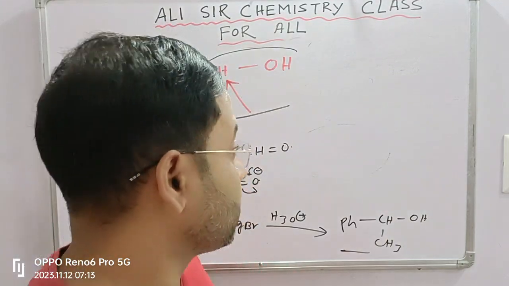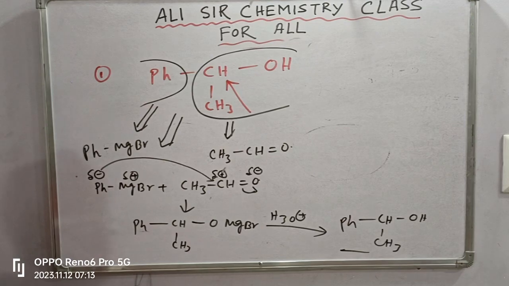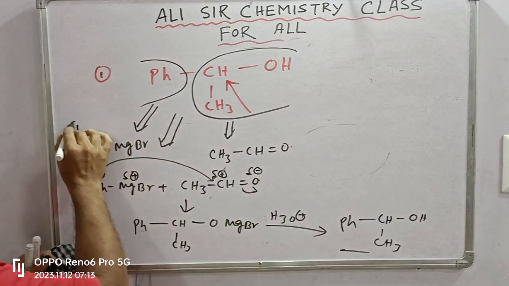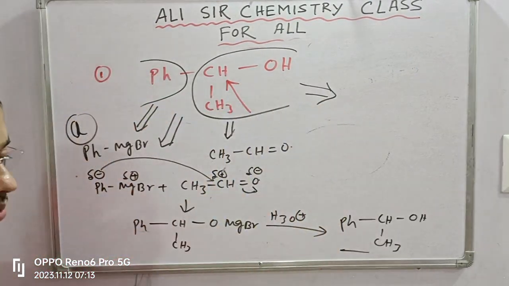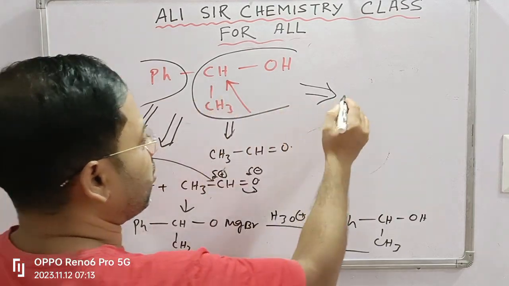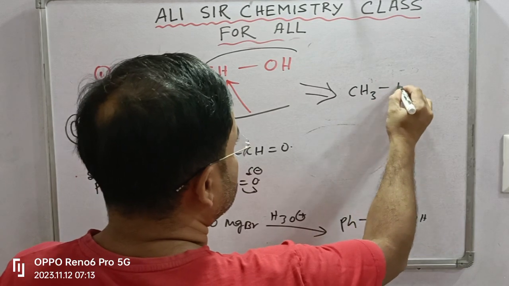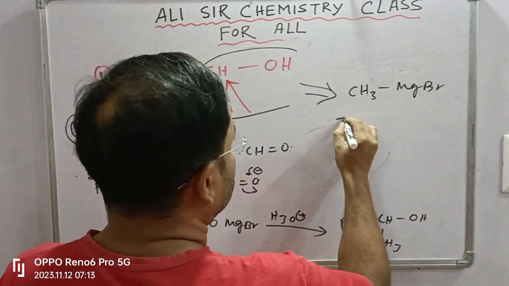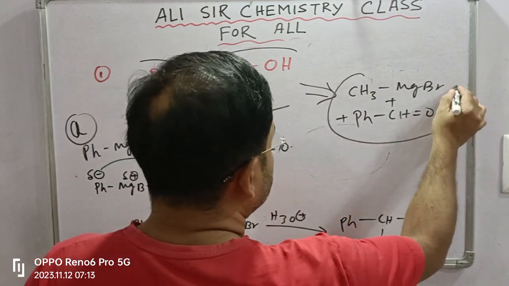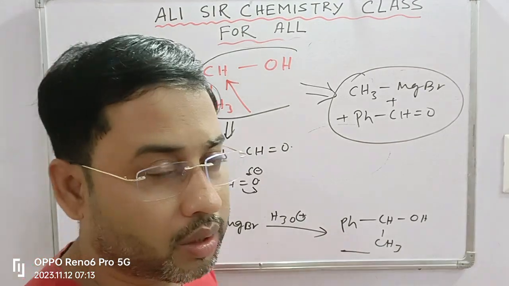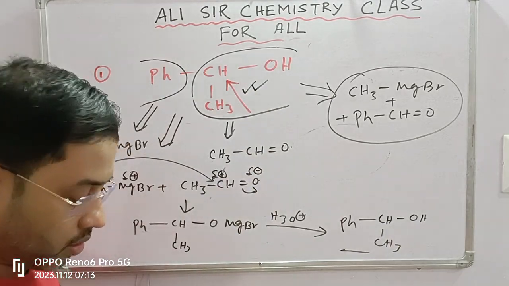Now I am taking another example. This is a secondary alcohol. We can also prepare this alcohol by method number B, as it is unsymmetrical. We cut the methyl group from here. So the Grignard reagent will be CH3MgBr, and the aldehyde will be PhCH double bond O. So by combining these two compounds, methyl magnesium bromide and benzaldehyde, we can also prepare the desired secondary alcohol.